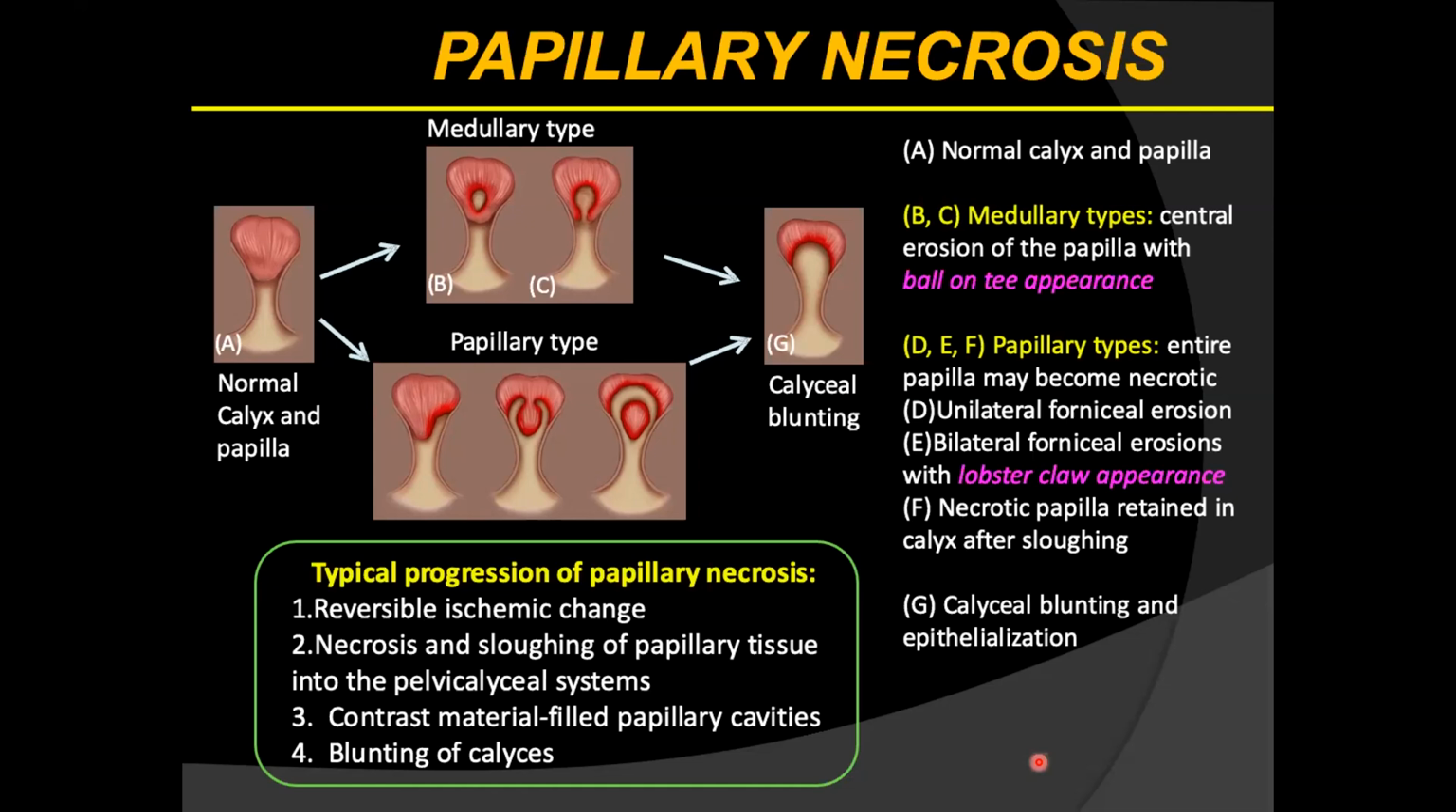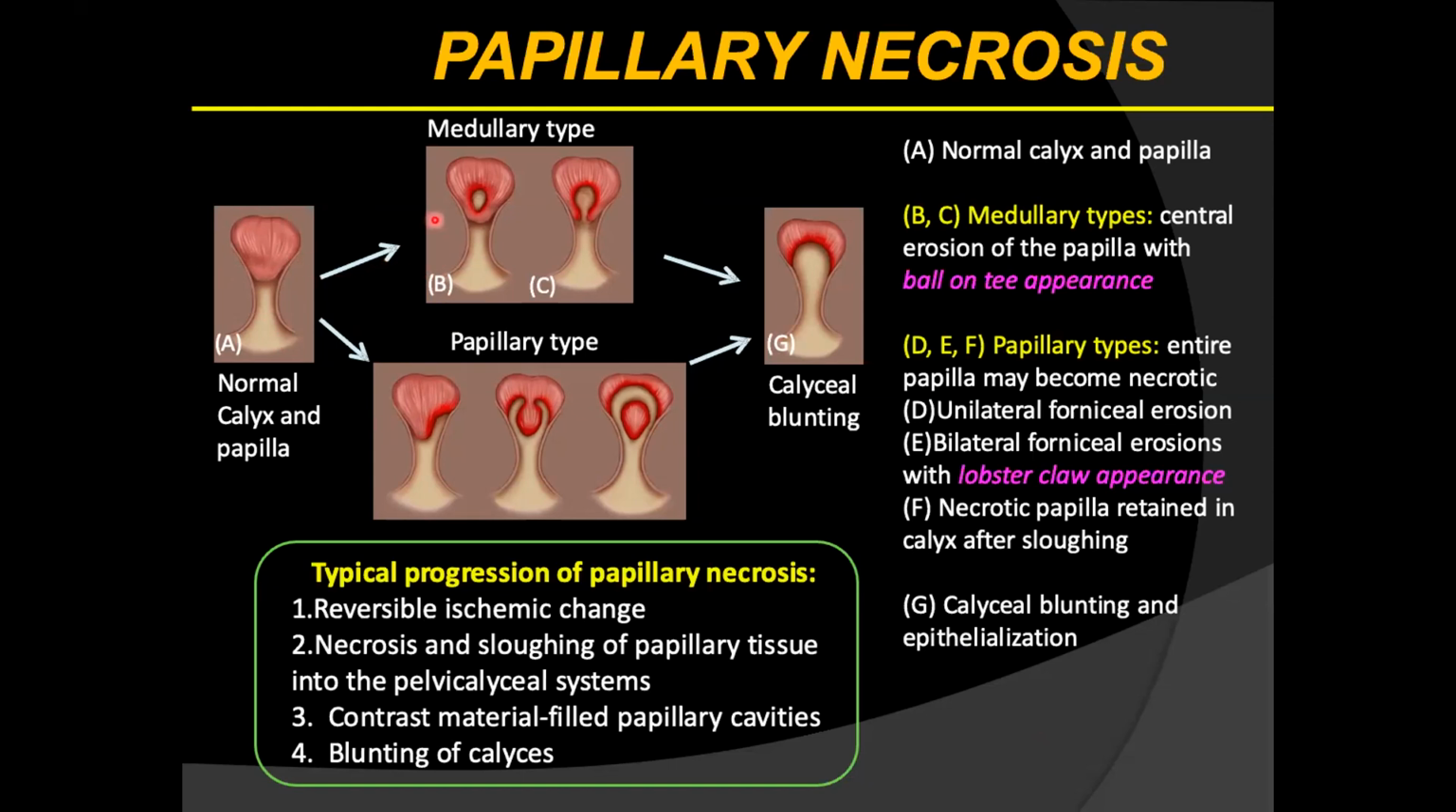The risk factors for papillary necrosis are diabetes, analgesic abuse, use of high-dose non-steroidal anti-inflammatory drugs, sickle cell anemia, and chronic infections. The way it progresses, the severity, varies greatly. It may present with or without hematuria and decreased renal function. So there are various types of papillary necrosis that we can see. This is how a normal calyx and a papilla look like.